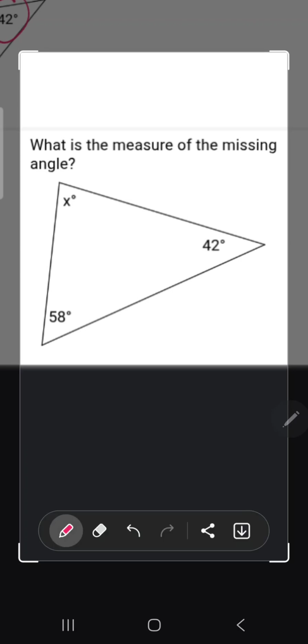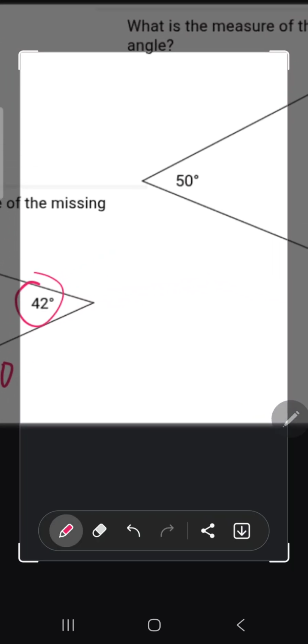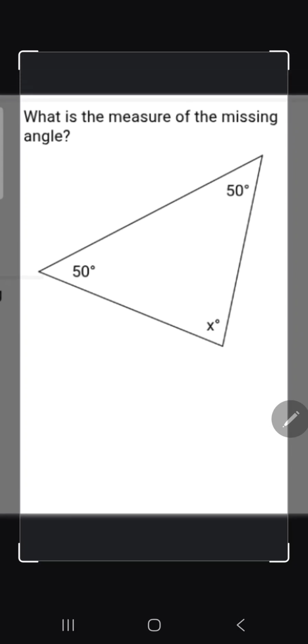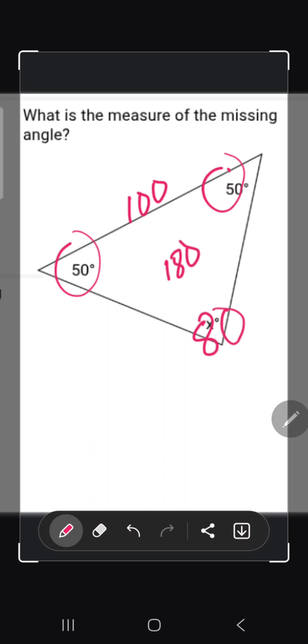What is the measure of the missing angle here? We have 58 and 42. If we add these two together, that's 100. We know it has to add up to 180. If we subtract, the missing angle is 80 degrees. 180 minus 100. In this triangle, we have 50 and 50. We add them together, that's 100. So that means my missing angle has to be 80 to make the 180 degrees.